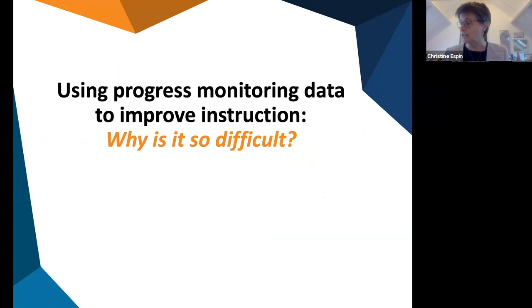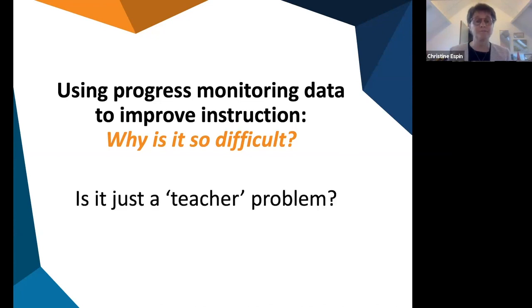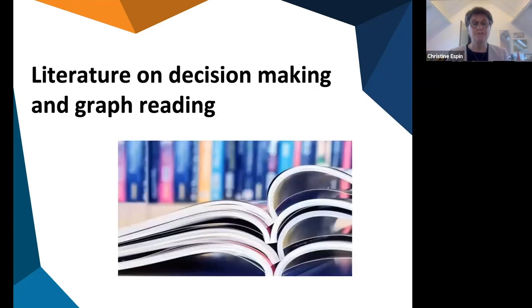We were interested in answering the question, why? Why do teachers have so much difficulty making instructional decisions? So in our research, we addressed the second part of the title, why is it so difficult for teachers to use data to make instructional decisions? And we wanted to specifically know, is it just a teacher problem? And so we began by going to the literature on decision-making and on graph reading.